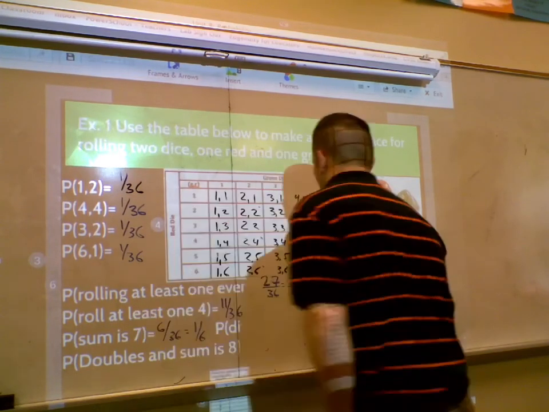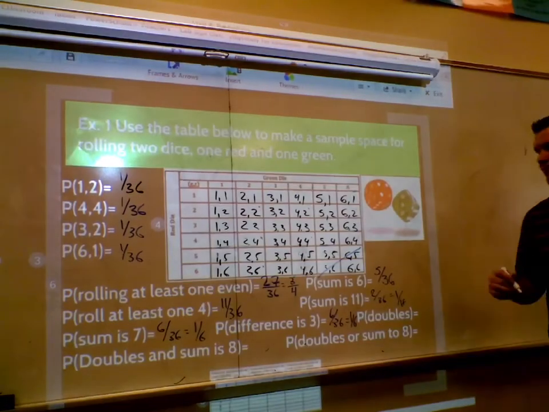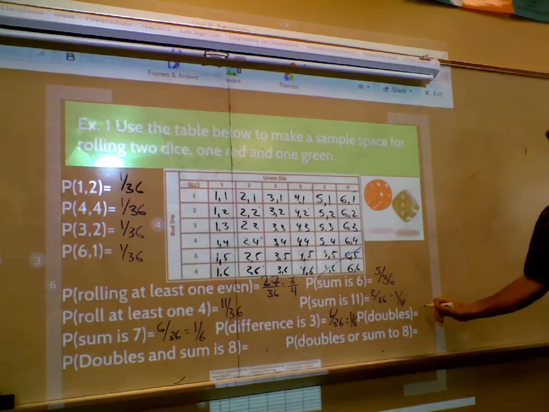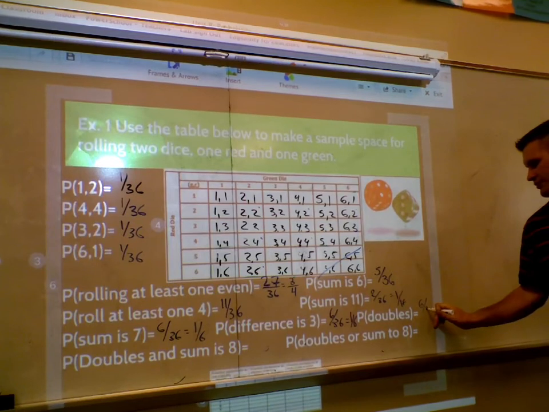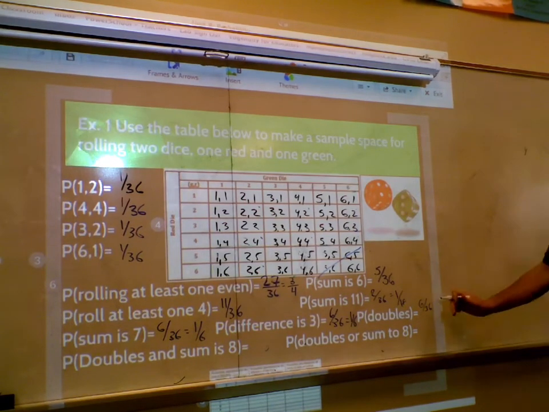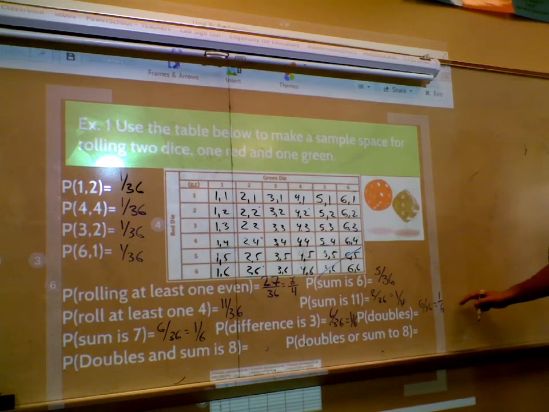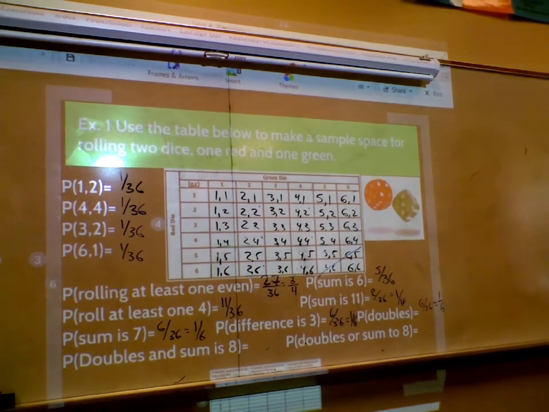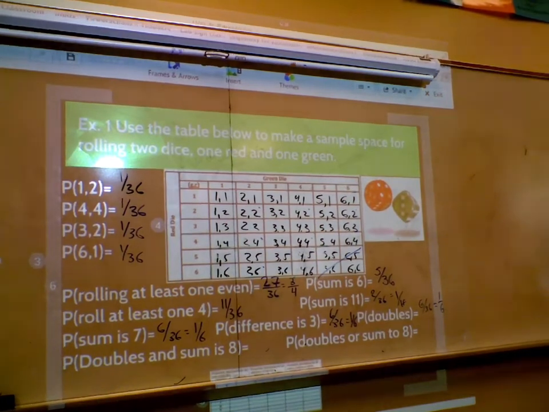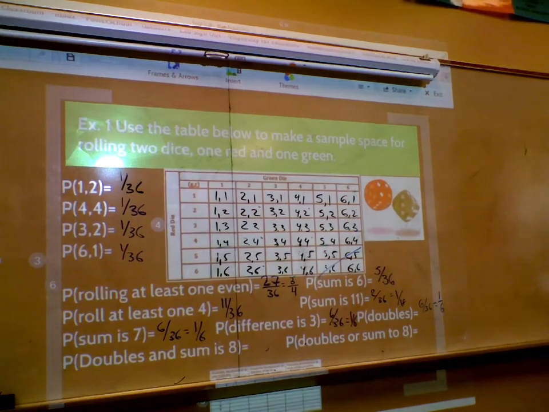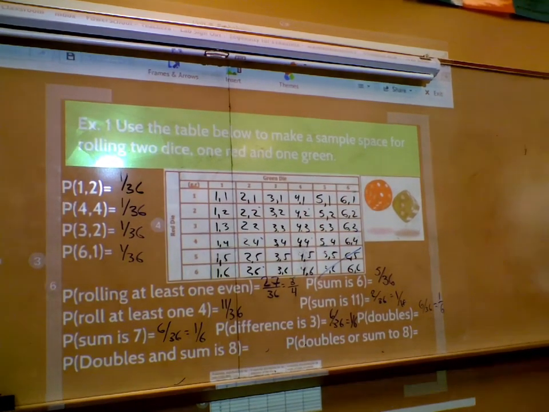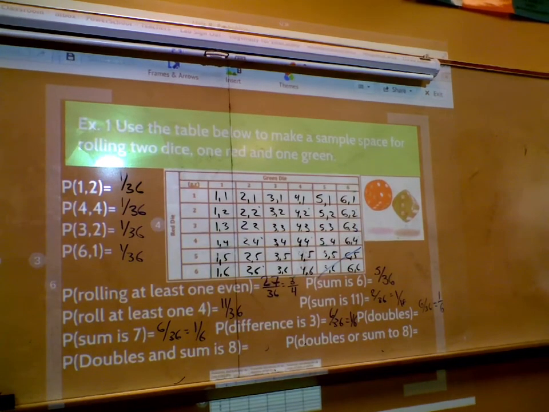Perfect. How many doubles are there? 1, 2, 3, 4, 5, 6. Good. 6 out of 36: 1, 1, 2, 2, 3, 3, 4, 4, 5, 5, 6, 6. Which is also 1 out of 6. So since all 3 of these have the same probability of 1/6, they are all equally probable. When you roll dice, it is equally probable to get a 7 as it is to get a double, as it is to get a difference of 3.